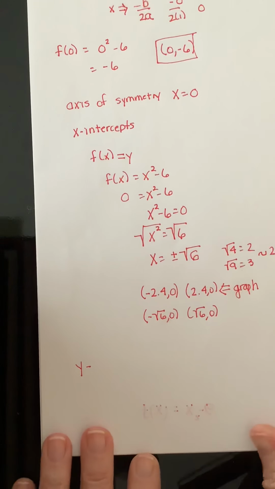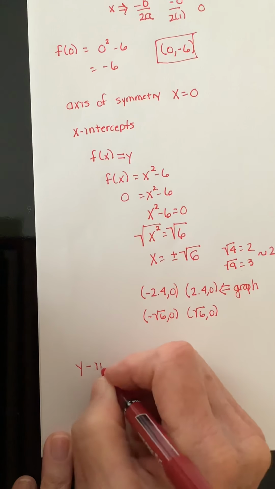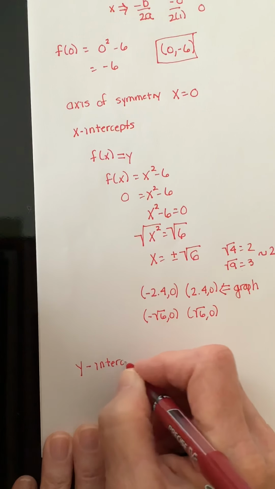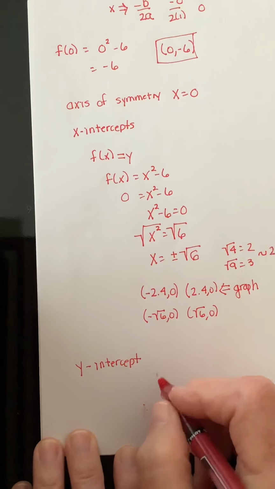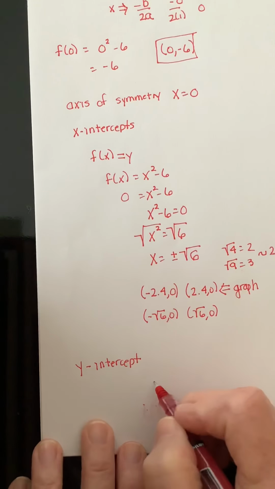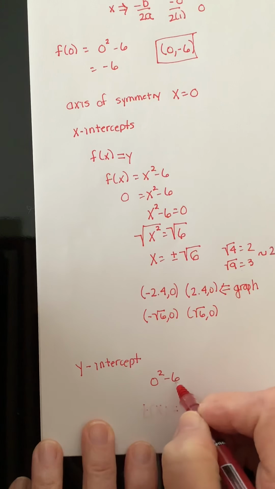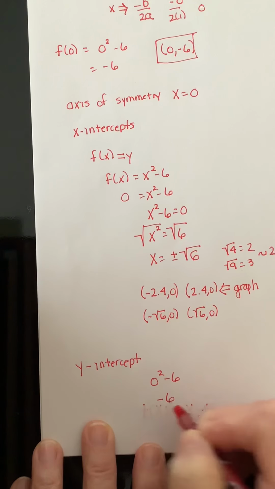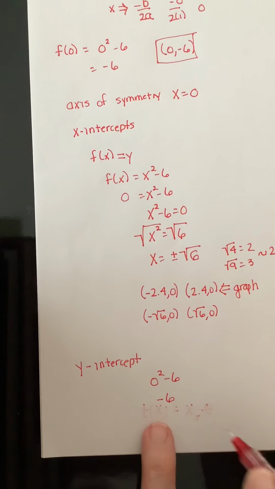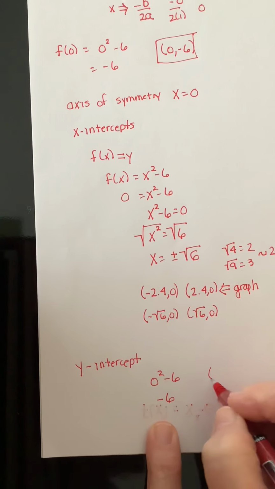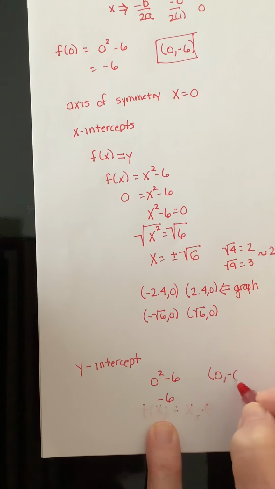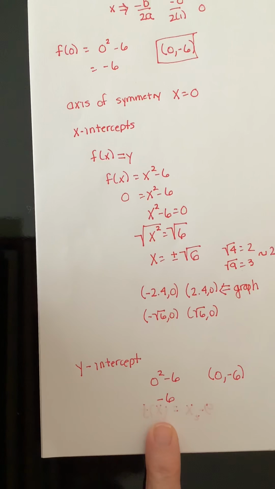The last thing we want is our y-intercept. Our y-intercept, we're going to let x equal 0. So if x is 0, we have 0 squared minus 6, which is negative 6. And we have to write it as a point. Our x value is 0, our y value is negative 6.